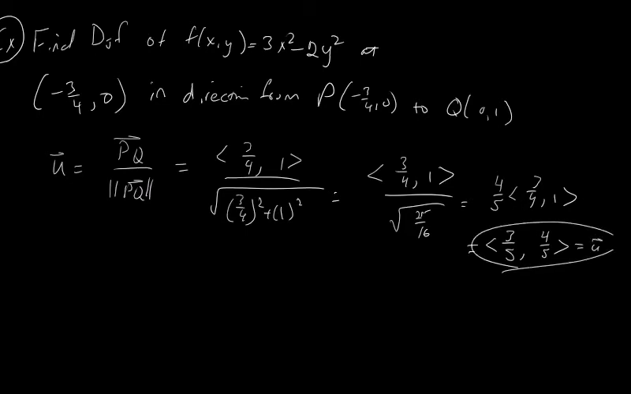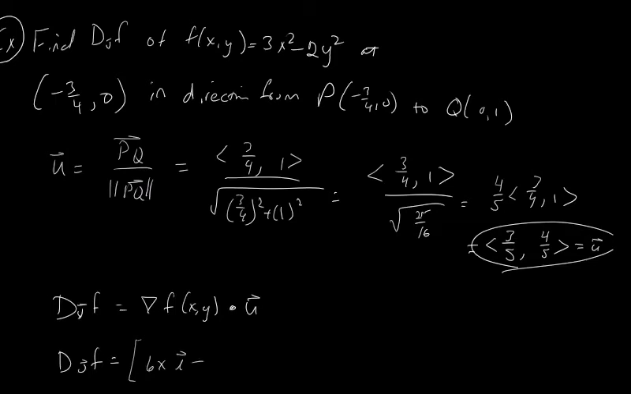Circle that so I don't lose it. Okay, and we know that our directional derivative is equal to the gradient of f(x,y) dotted with u. So I know what both of these are, or I can figure them out anyway. The gradient of f is going to be 6x in the i direction minus 4y in the j direction. Those are the partials with respect to x and y, respectively.